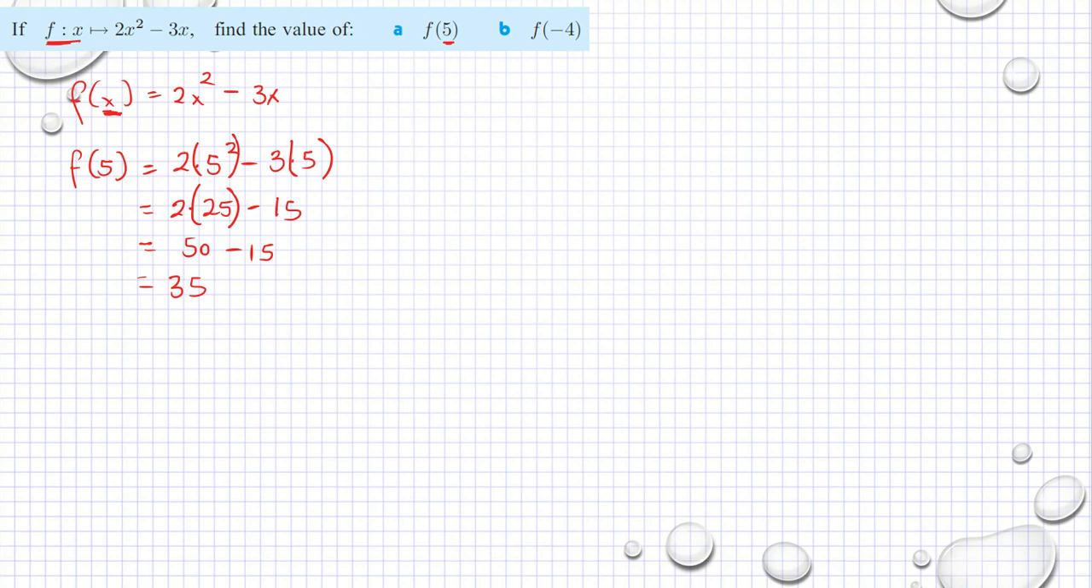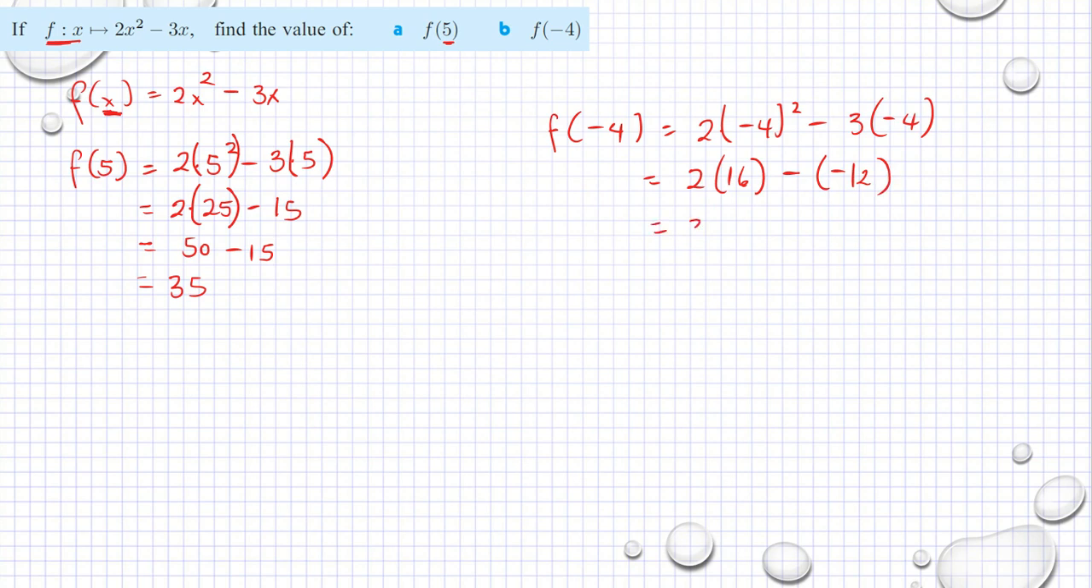Okay, and then we have f of negative 4. Then we have 2 times negative 4 raised to 2 subtracted by 3 times negative 4. Negative 4 raised to 2 is 16, so 32, subtracted by negative 12. Then we have 32 added by 12. Then we have 44.